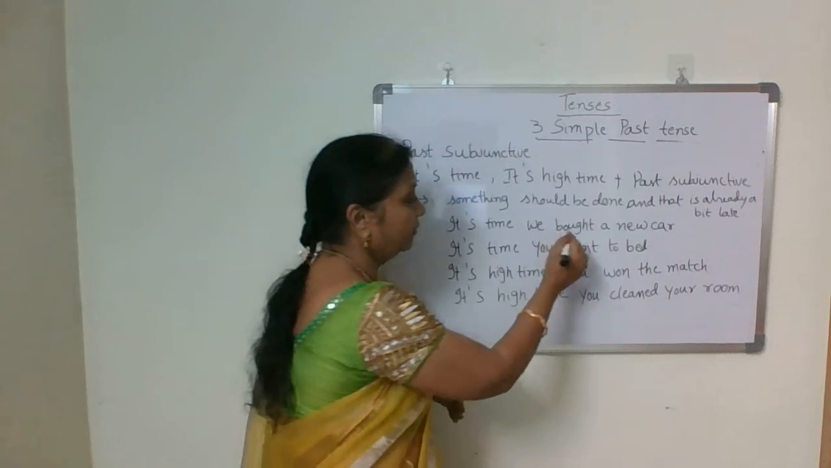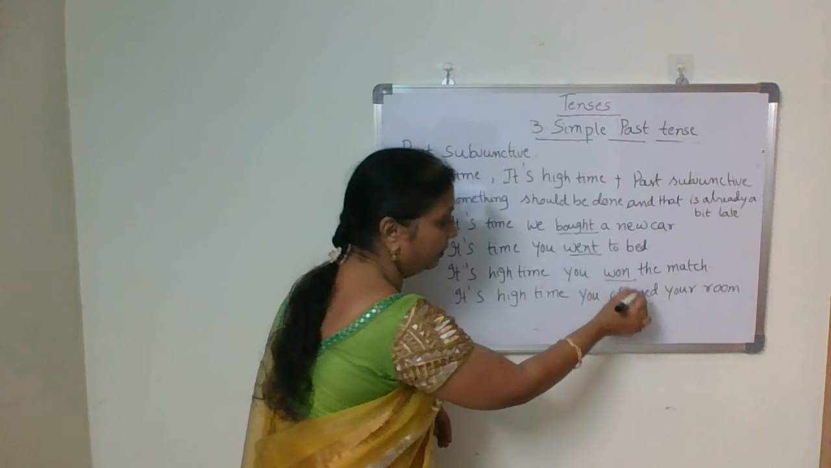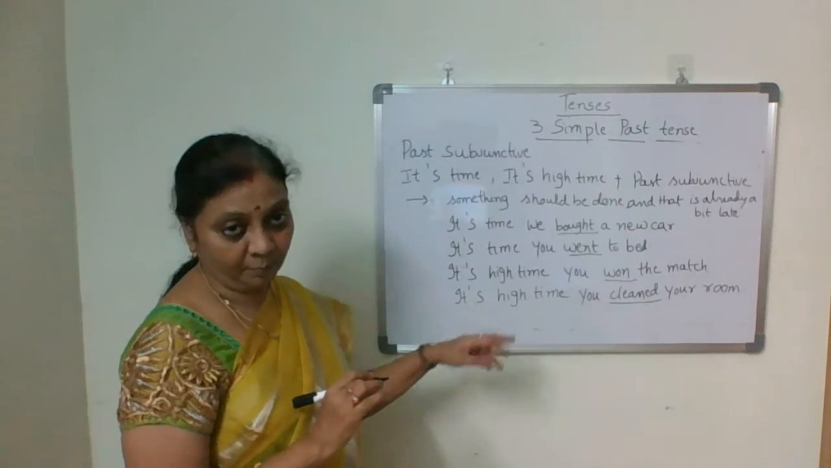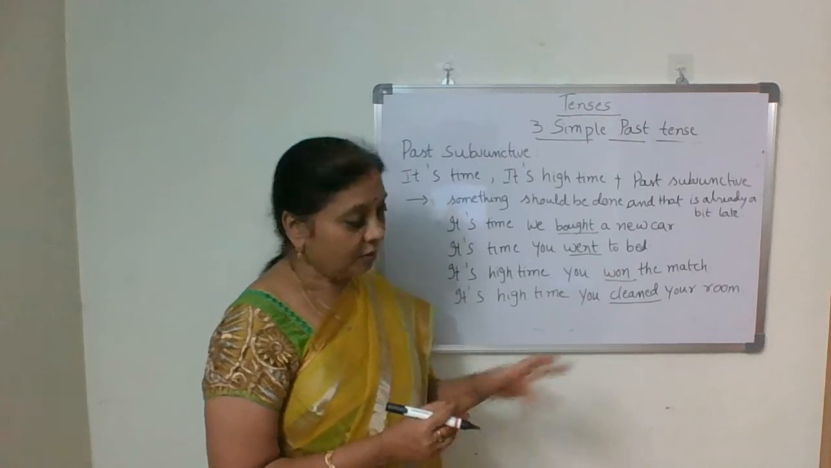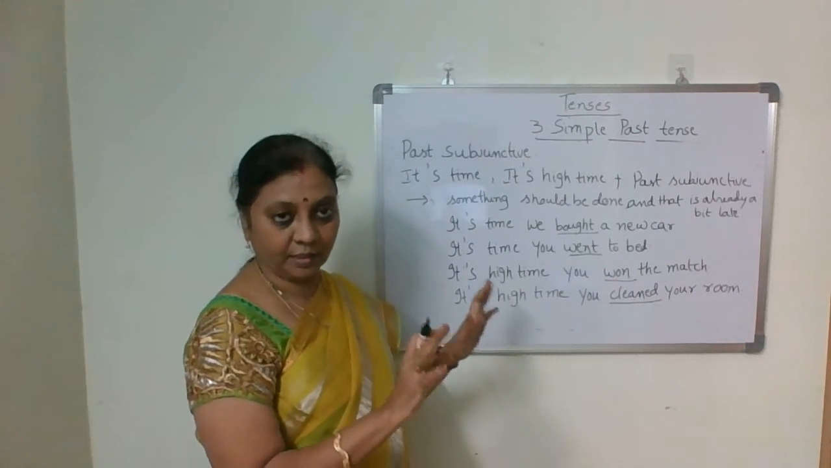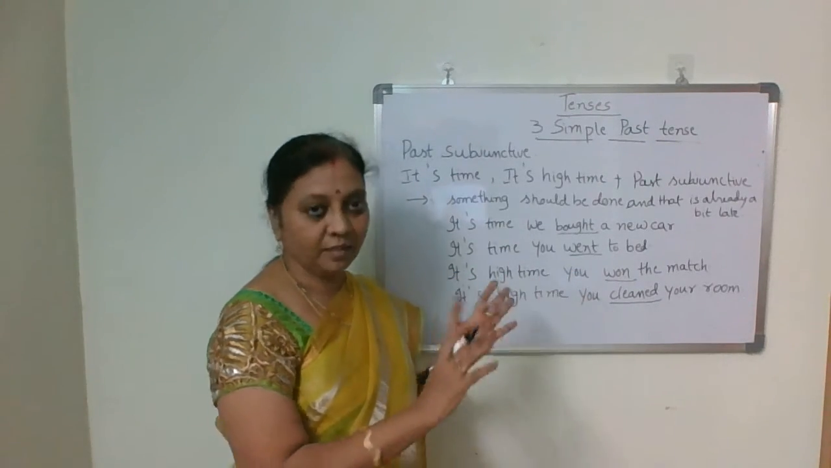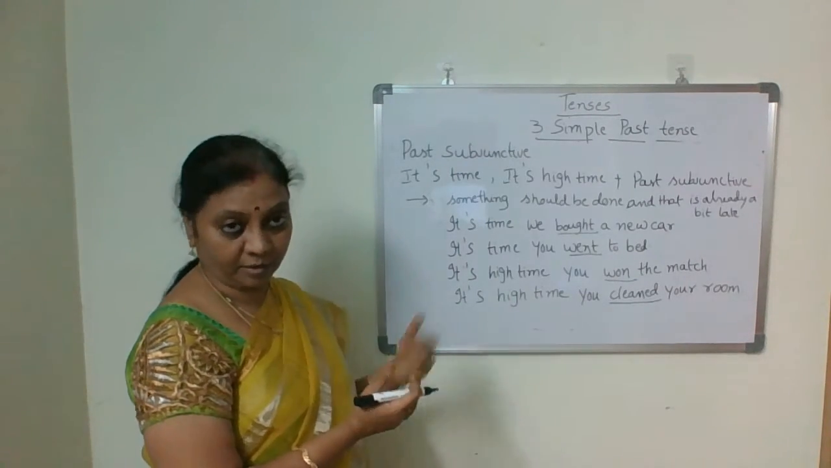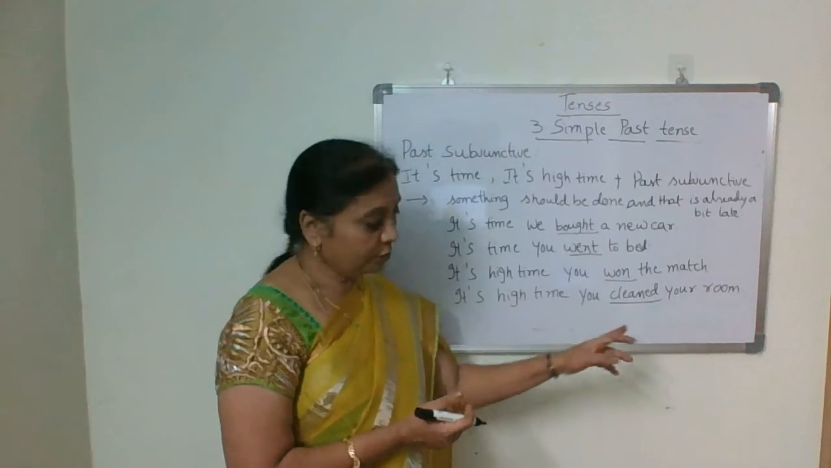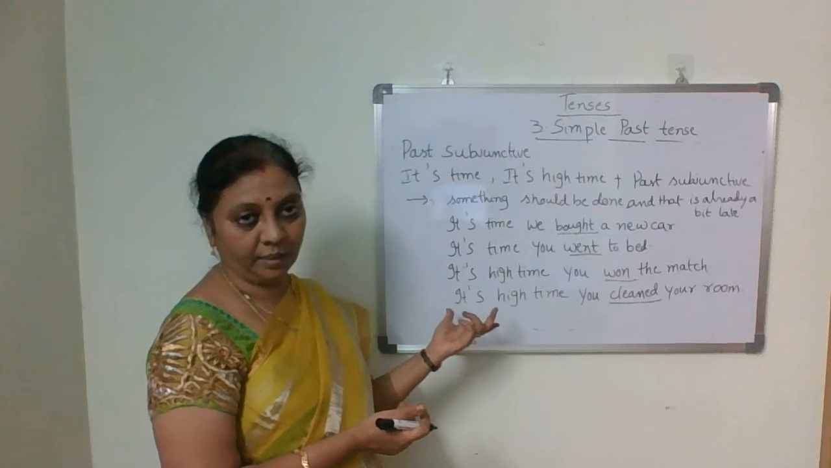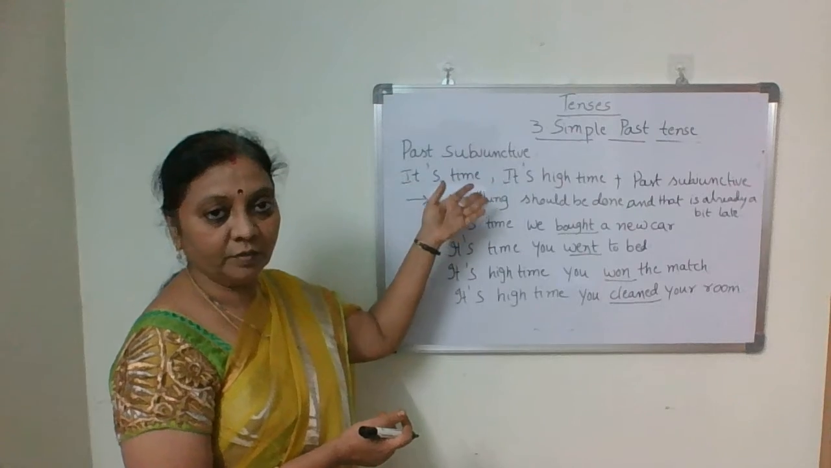See, in everything we are using past. It's time, it's high time. Everywhere we are using simple past, isn't it? So, it's high time you won the match. You should have won the match. That is the meaning, but already late. So you did not win the match. Already a bit late. It's high time you cleaned your room. You should have cleaned your room, but it's already a bit late. You did not clean your room. That is the meaning of these expressions.